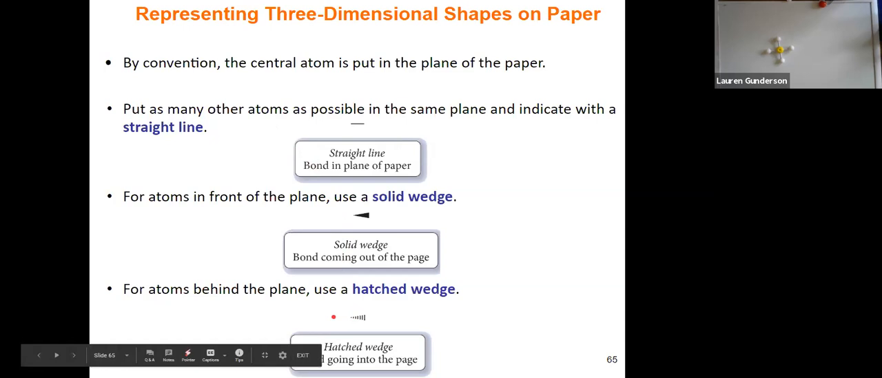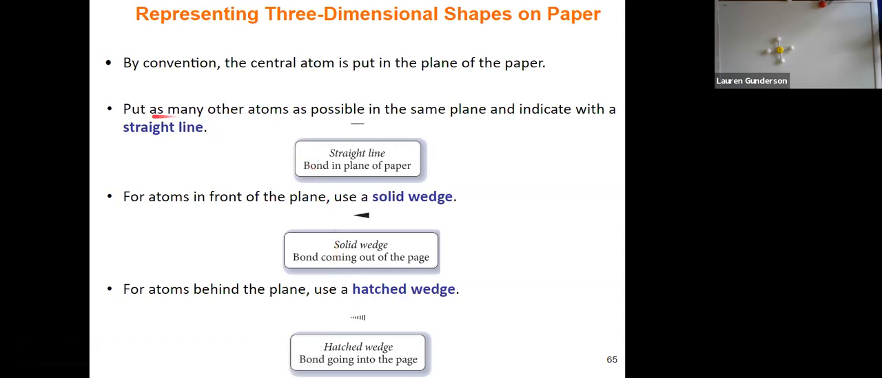All right, so to do that, we're going to put as many atoms as possible in the same plane as one another. And all of those atoms would be drawn with a straight line.